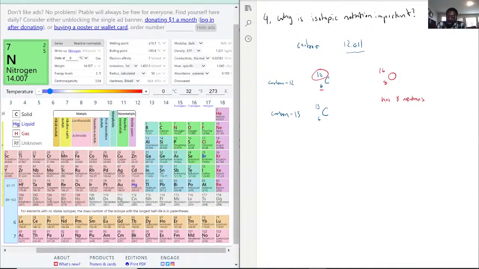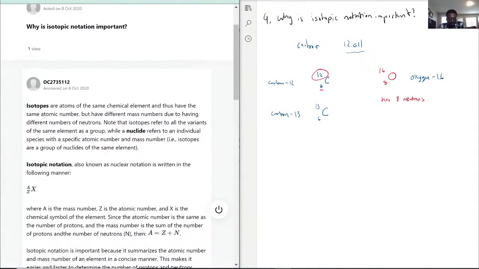So in a sense, isotopic notation just helps us see what type of isotope we're dealing with. It gives us more information on how many neutrons there are. That's a key aspect. For example, if we wanted to name this, it would just be oxygen 16. I'm not sure what other oxygens there are, so I don't want to list isotopes like that, but that in a sense is isotopic notation and why it's important.